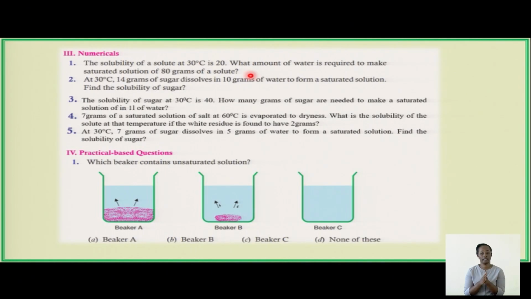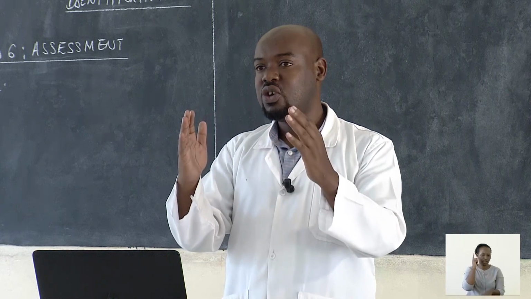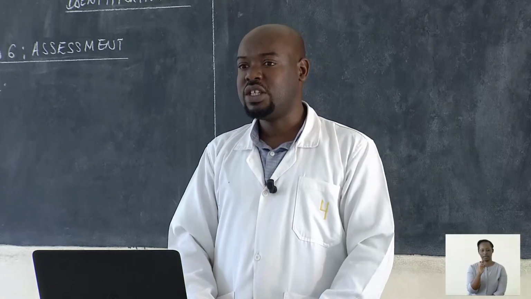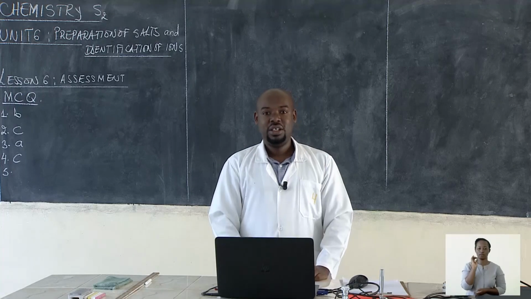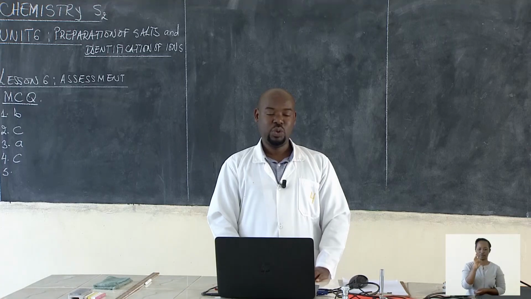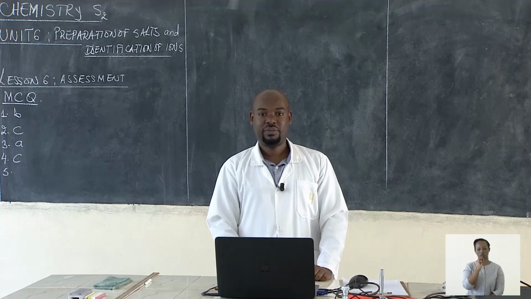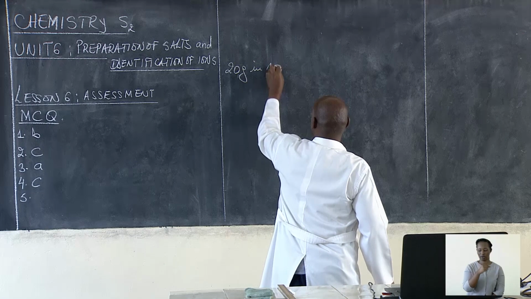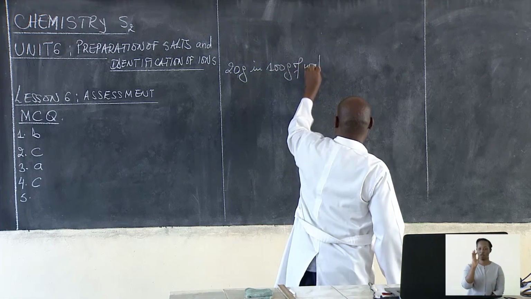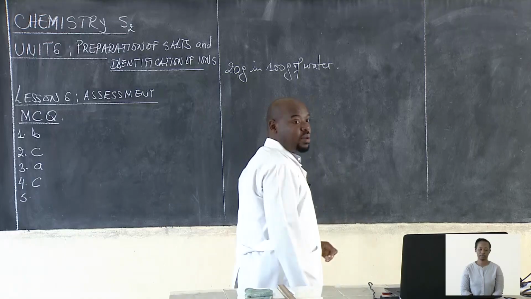And the hint here is, what is the mass of solvent we consider when defining a saturated solution? The solubility of a saturated solution. You always have to remember the mass of the solvent we use to define solubility. Okay, good. So the solubility we have is 20 grams in 100 grams of water.